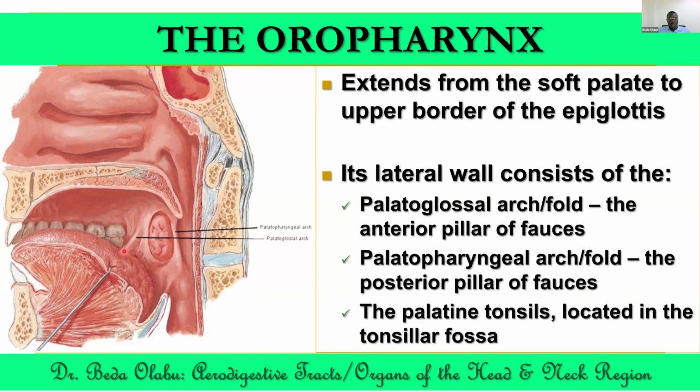And so if you are to look at communications of the oropharynx, we can say it communicates with the oral cavity through the oropharyngeal isthmus. It also communicates with the nasopharynx through the pharyngeal isthmus, this one. And of course, communicates again with the laryngopharynx down here through that gap.